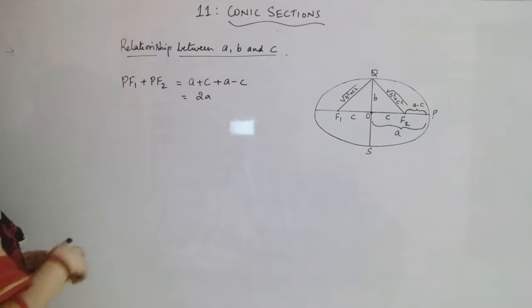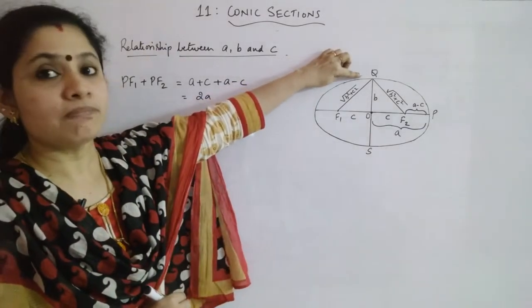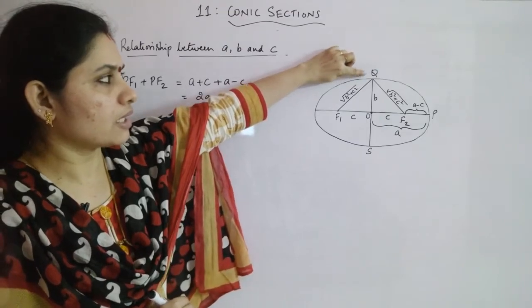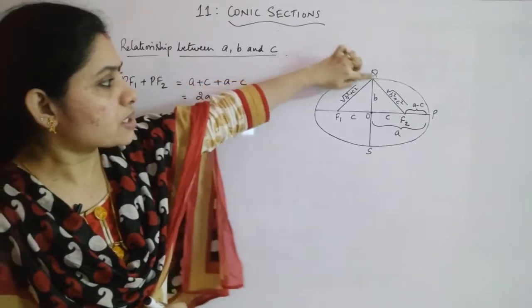Now we take another point Q on one end of the minor axis. Here I have taken Q. Now we will find out what QF1 plus QF2 is.